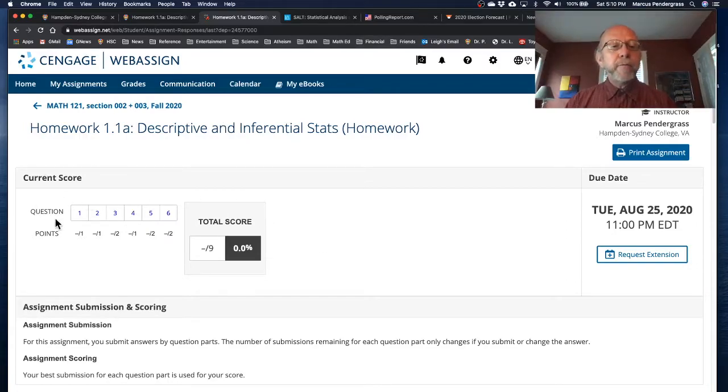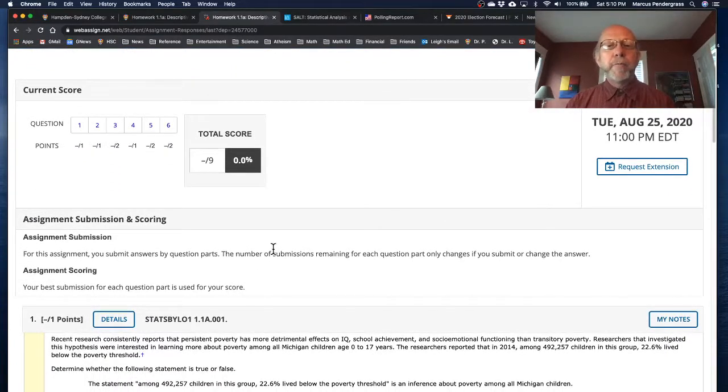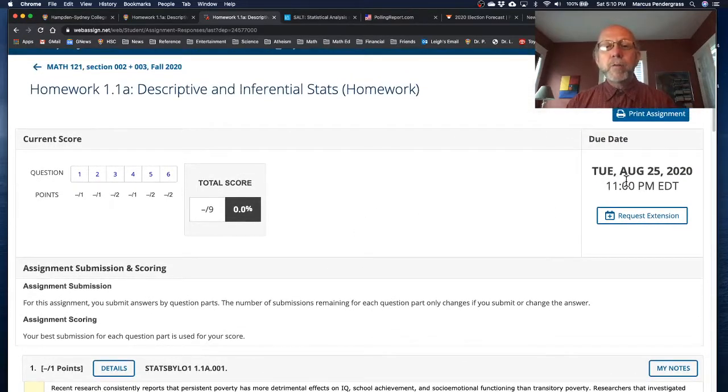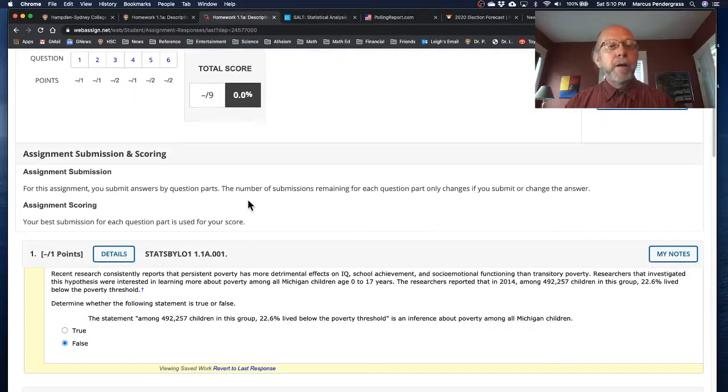So there's some header information, including your current score, which is nothing right now because we haven't done anything, the total number of questions, the total number of points, some information about the due date over here, information about how you can submit. In these assignments, typically you can submit each question individually if you prefer that, or you can also submit the entire assignment at once if you prefer that.